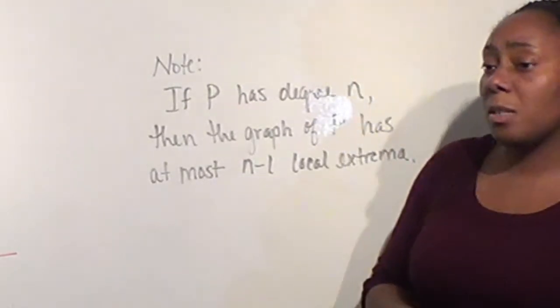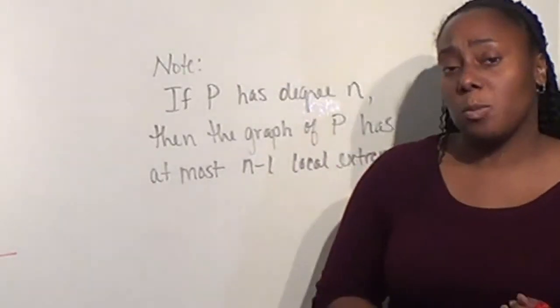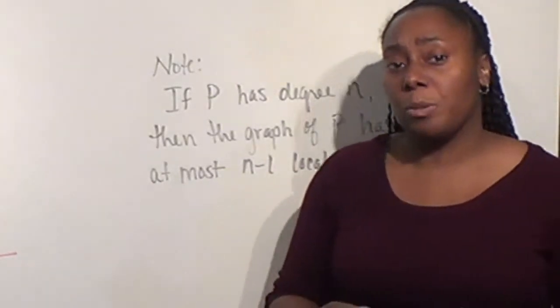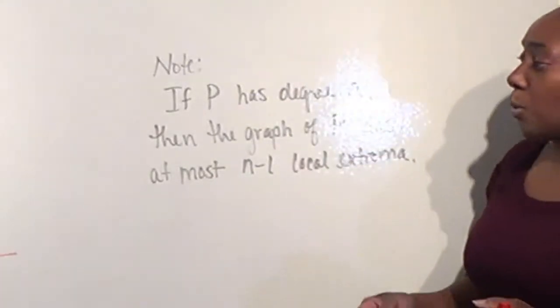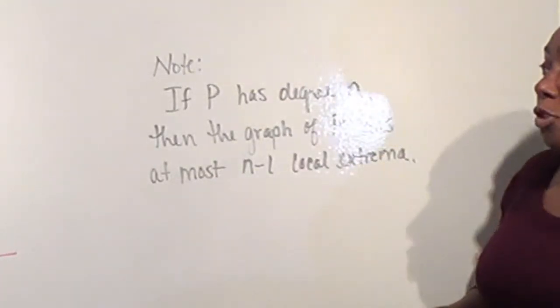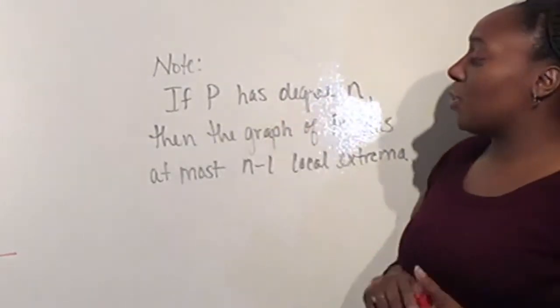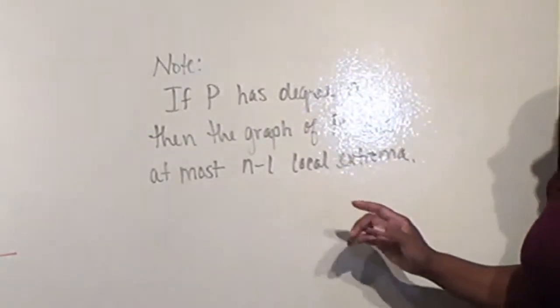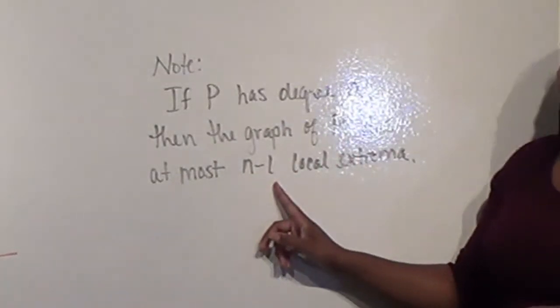One of the things we talked about in terms of quadratics was once we figured out where the vertex was, we talked about local extrema, meaning maximum and minimum values. Now, in this case, we're not actually going to find those just yet. That comes later. But if p has degree n, what we can say is then the graph of p has at most n minus 1 local extrema.